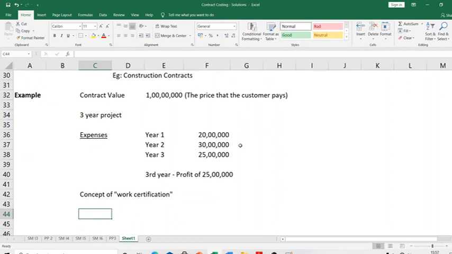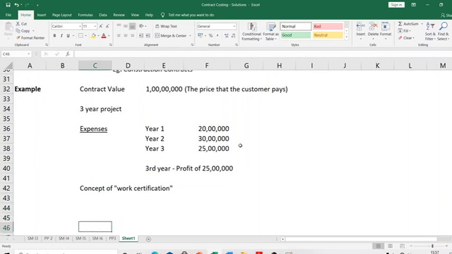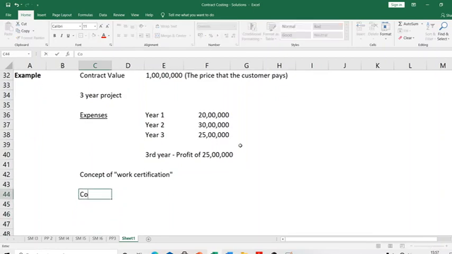Now, how is this going to happen? How is this work certification going to help me recognize revenue? How do I recognize all items of costs? And then how do I recognize profit for that year? All of that we are going to understand when we start solving the problems. But for almost all problems, we are going to prepare a certain account called the contract account.